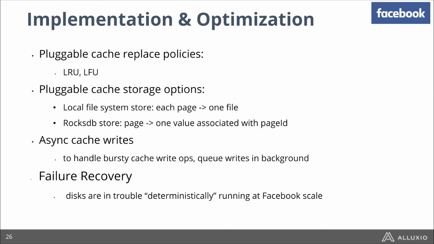Also, because we're running at Facebook scale, we found the disks almost deterministically run into certain problems, either hardware defects or file system issues. You cannot assume the file system call to the disk will succeed or return a failure signature in bounded time. There's no such guarantee. It's simply because of the large scale we're running. So we have to deal with this carefully and provide a failure recovery scheme, either during the cache transaction or during startup time.